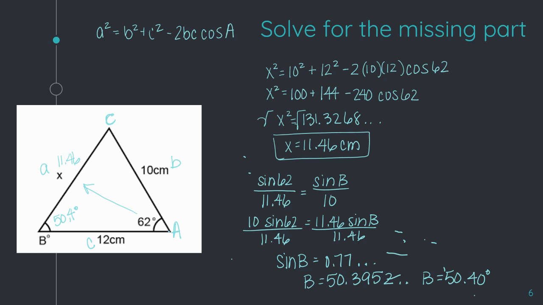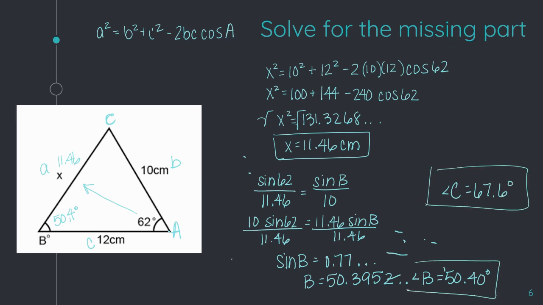It would be really easy to just subtract the 50.4 and the 62 from 180. So that's what I'm going to do. And we get a measure of, that's angle B. Angle C is equal to 67.6 degrees. Okay, so we found all of our missing parts.